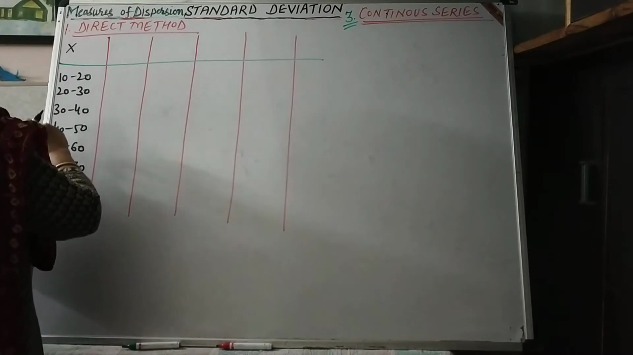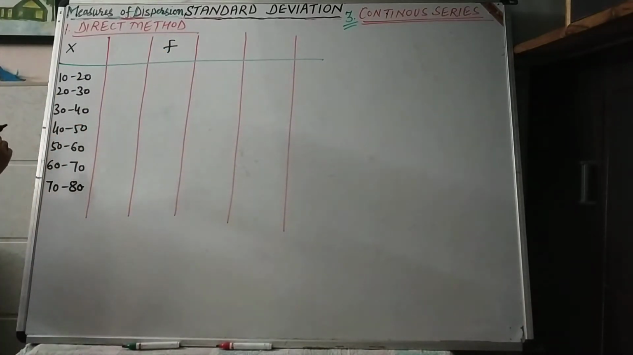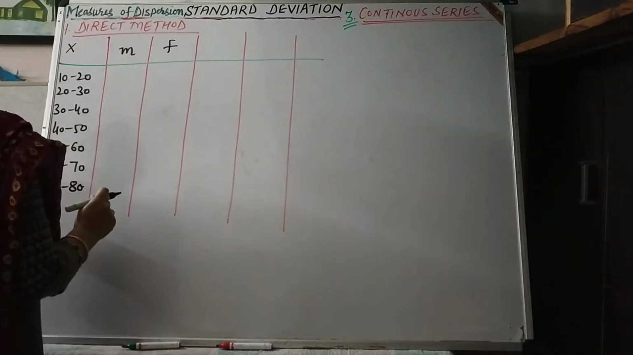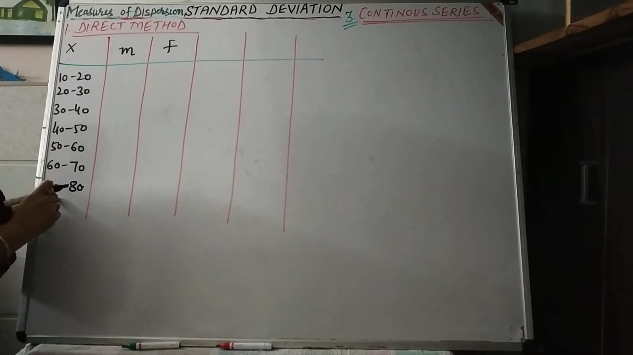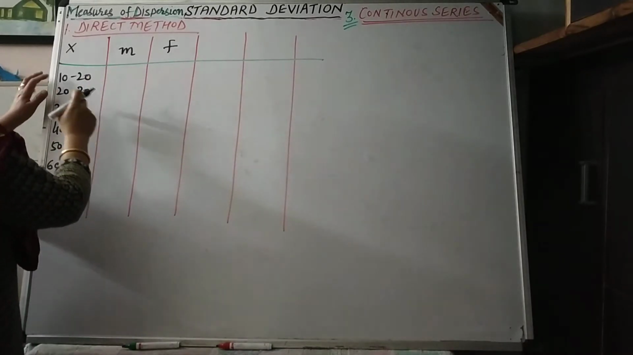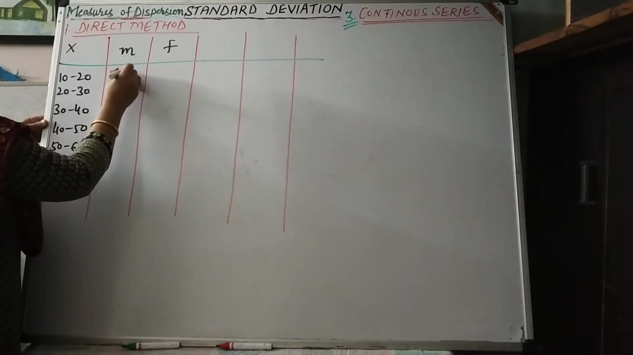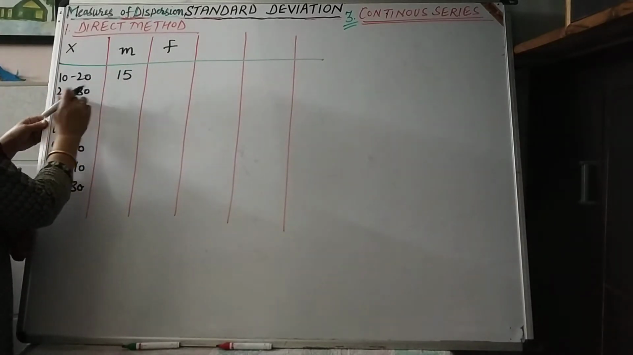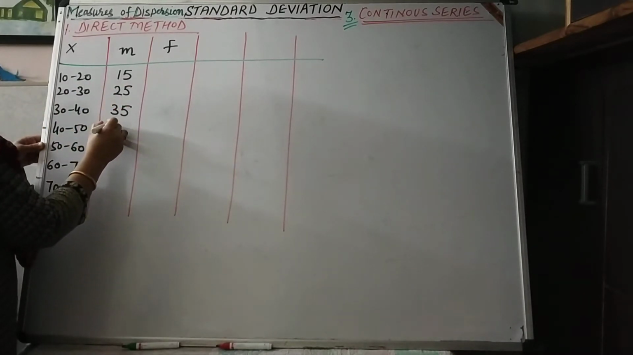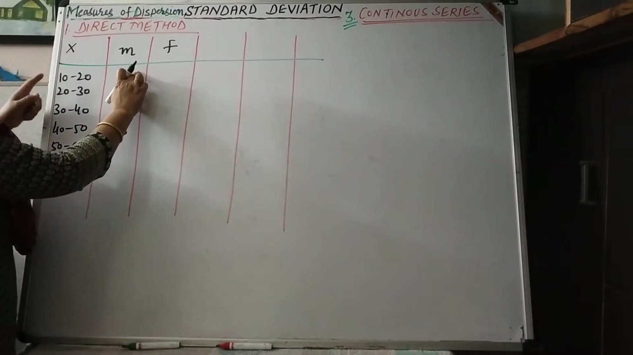Before writing frequency, one more column that would be related to mid values, because the values are given in series, so mid values are required. 10 plus 20 divided by 2, that is 15. 20 plus 30 divided by 2, 25 mid value. 35, 45.